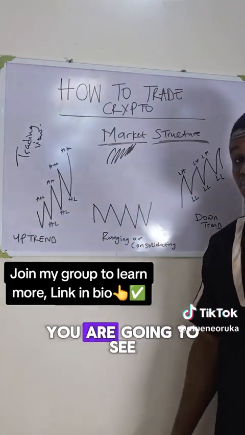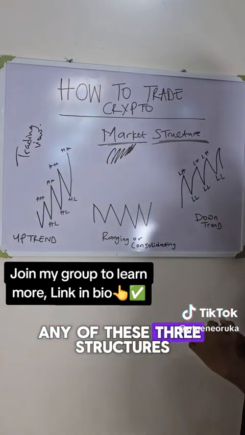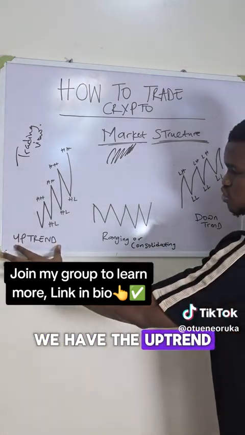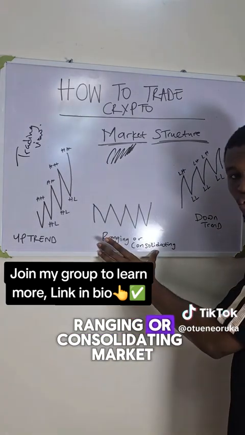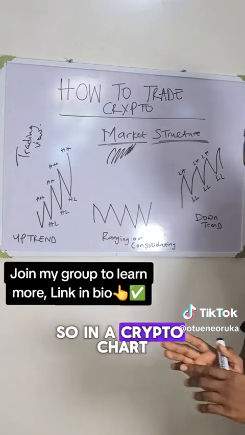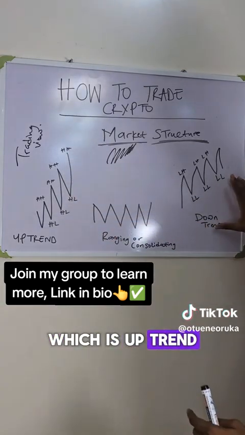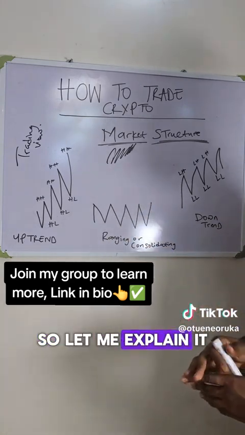There are 3 things you are going to see on the Bitcoin chart. You are going to see 3 structures. There are majorly 3 types of market structures. We have the uptrend, we have the downtrend, and we have the ranging or consolidating market. So in a crypto chart, you will either be seeing this, which is uptrend, this downtrend, or this, which is ranging or consolidating. So let me explain it.